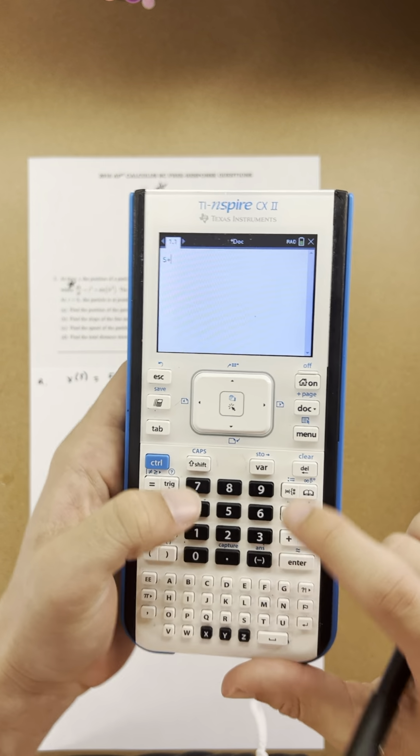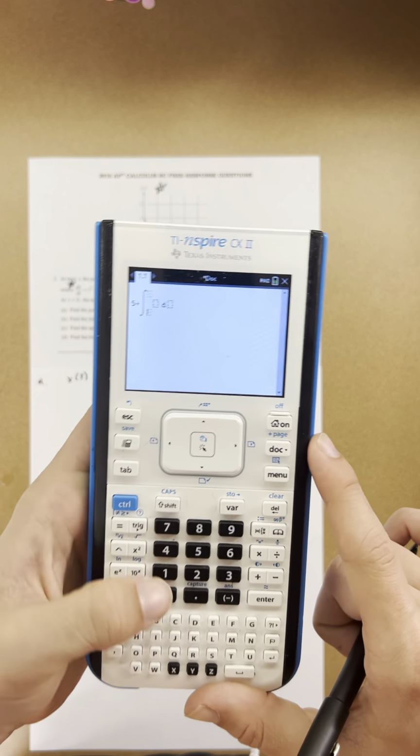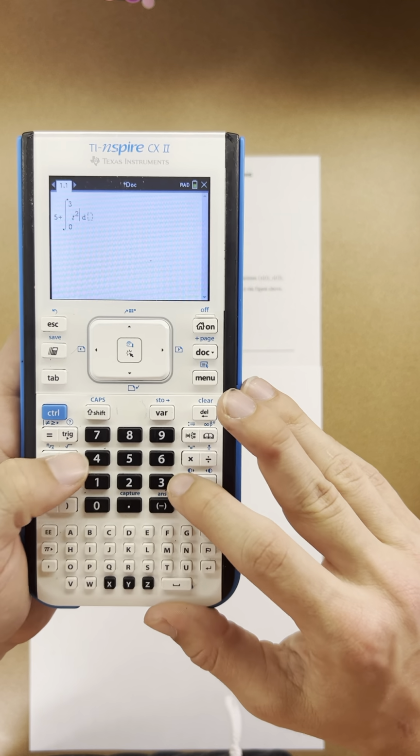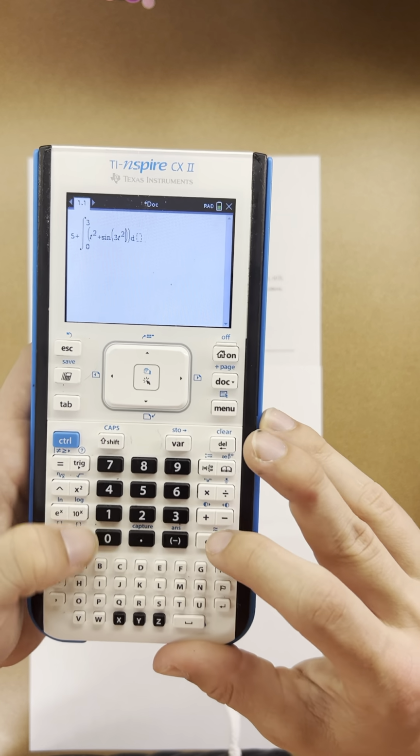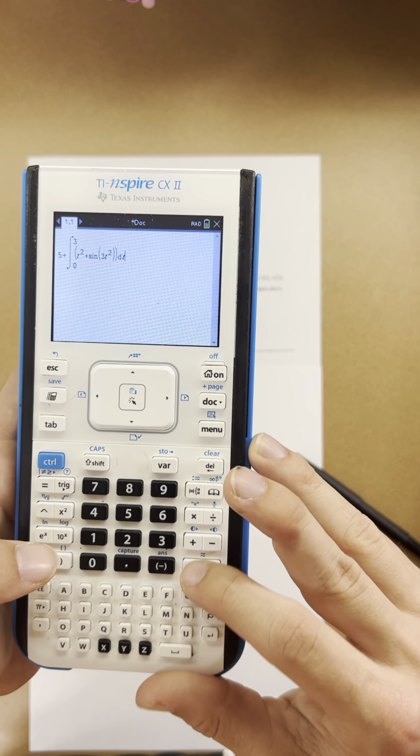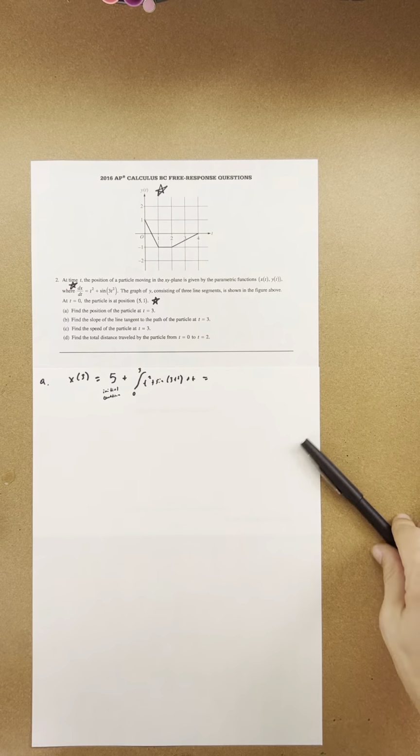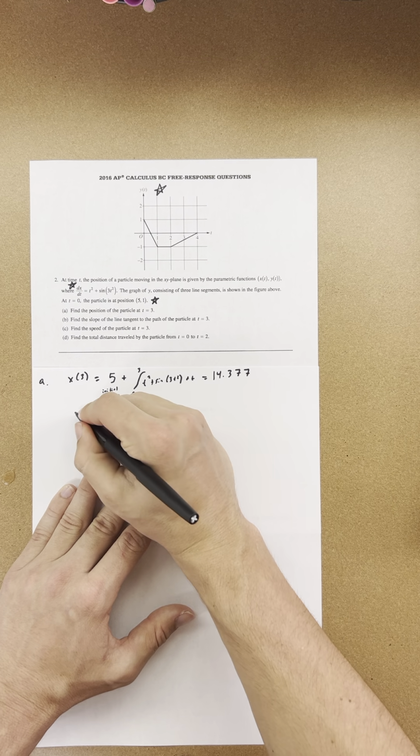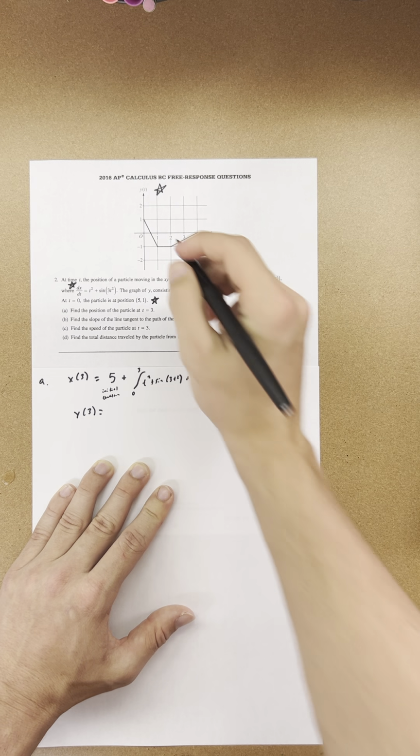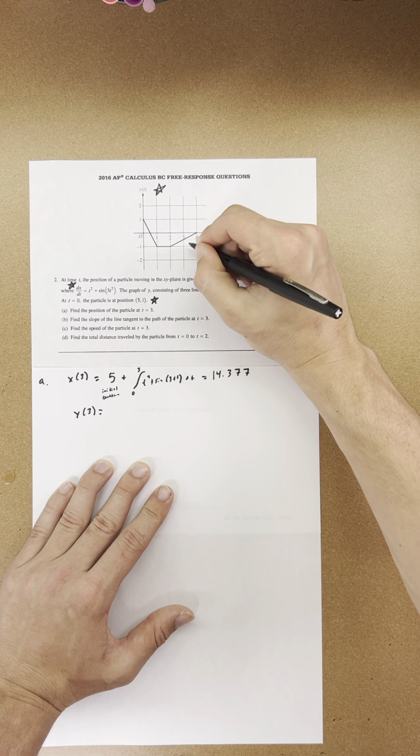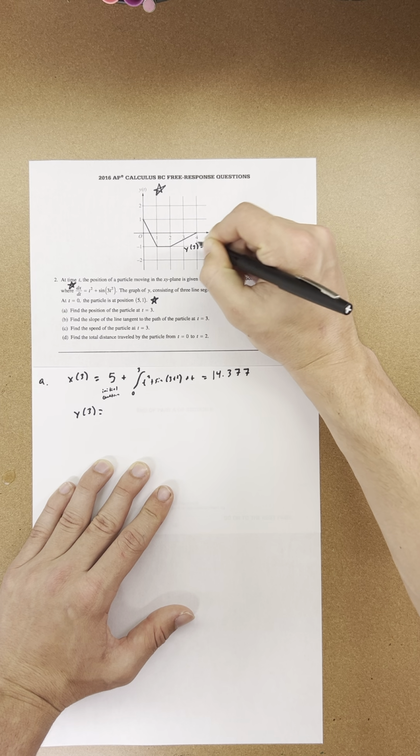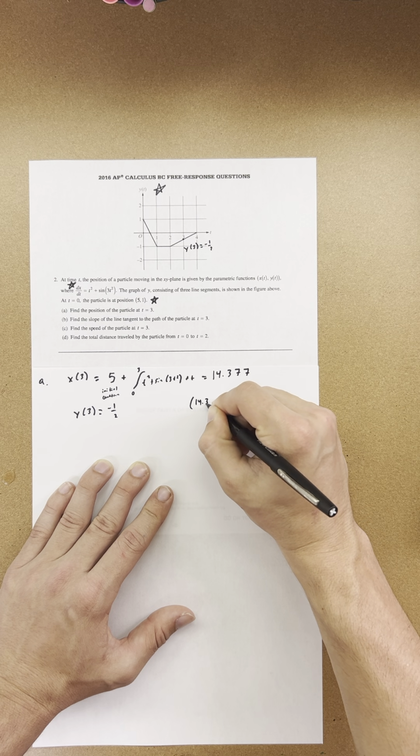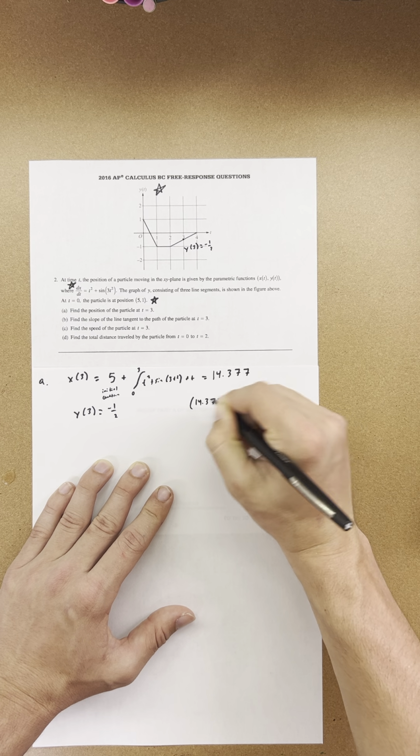Plug into the calculator. The integral from 0 to 3 of t squared plus sine of (3t squared) dt. We're going to get 14.377. Cool. y of 3 is a little easier to find because we're literally given a graph of y of t. So pretty obviously we get y of 3 equals negative 1/2, that point right there. So position is a vector quantity, so we're going to set this up. And there's our answer.